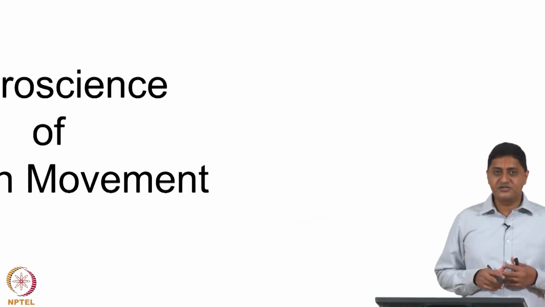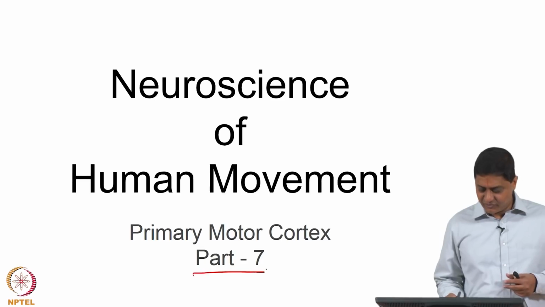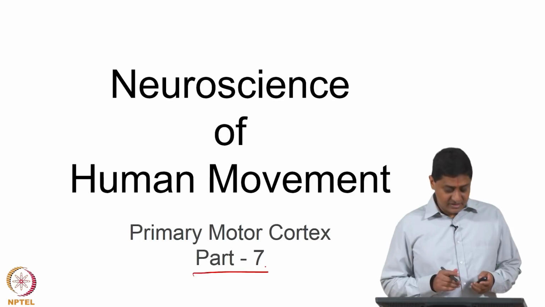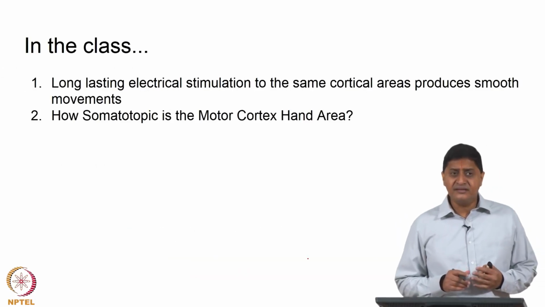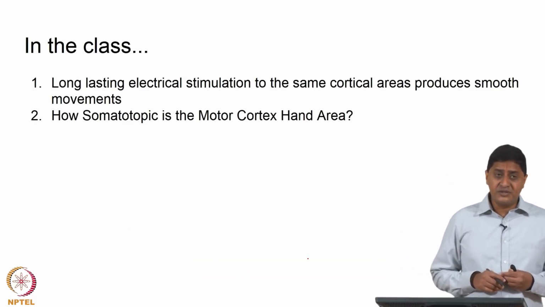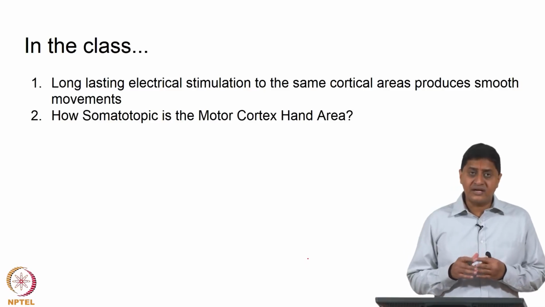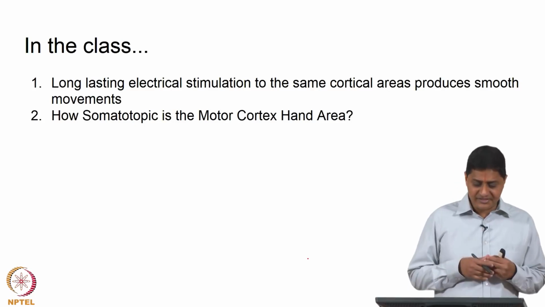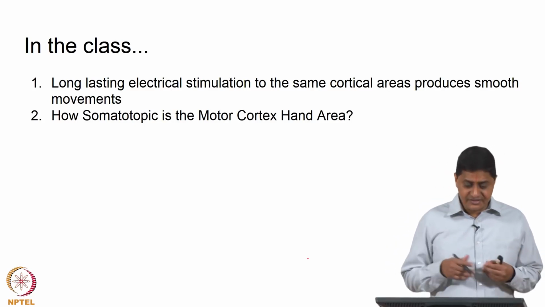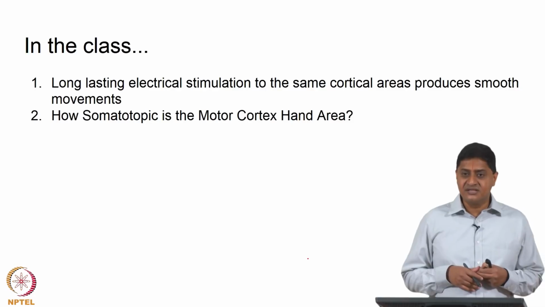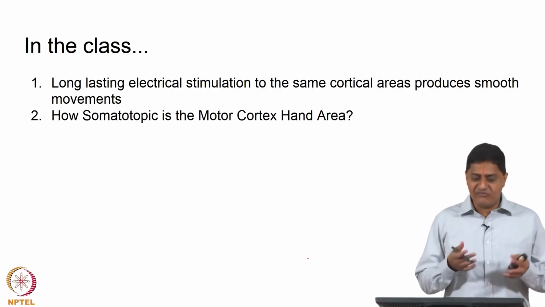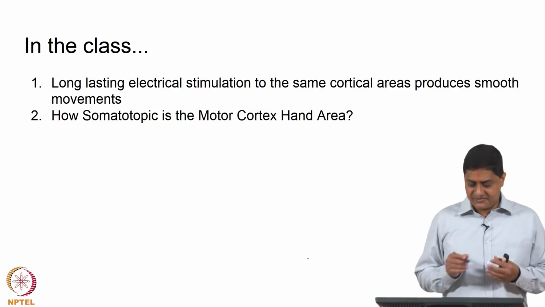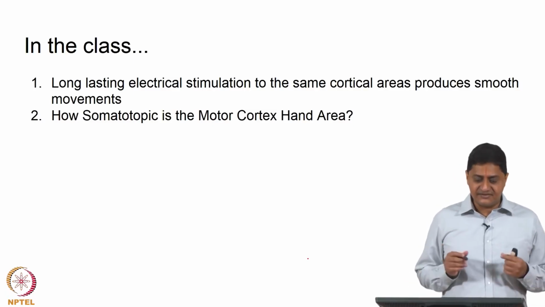So, welcome to this class on Neuroscience of Human Movement. This is part 7 of our discussion on primary motor cortex. So far we have been discussing the activity of individual neurons, how that encodes force properties and movement properties and directions. In other words, we have discussed earlier the work of Evarts, Fetz, Georgopoulos, Kalaska and Andy Schwartz, etc. We have discussed these things so far.